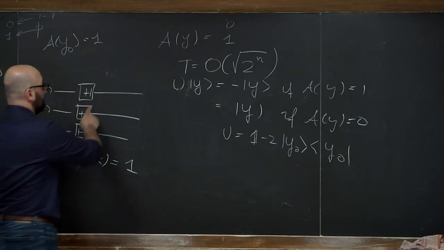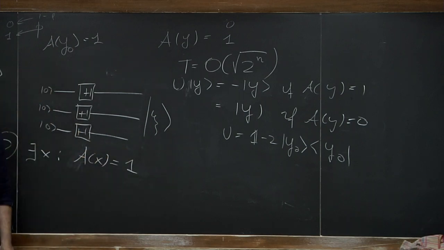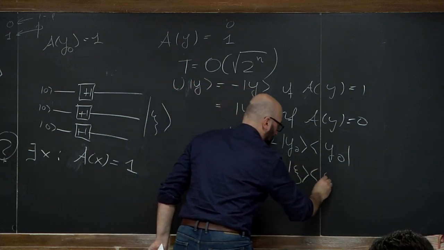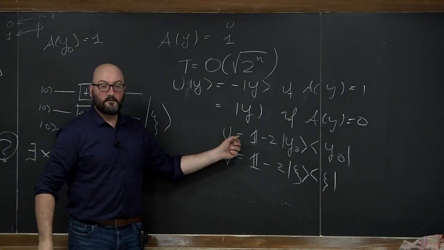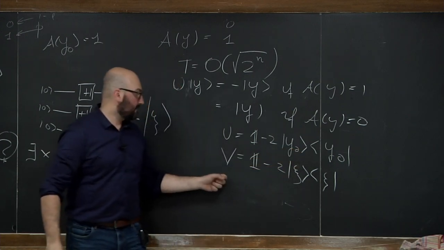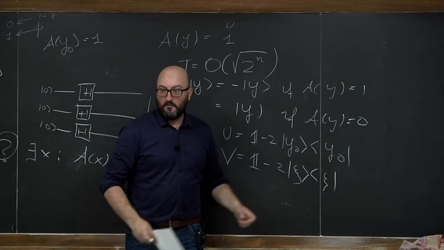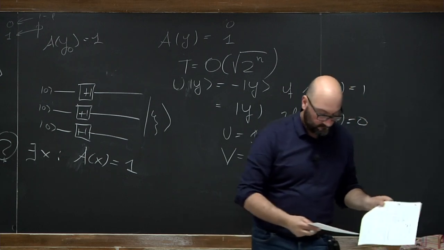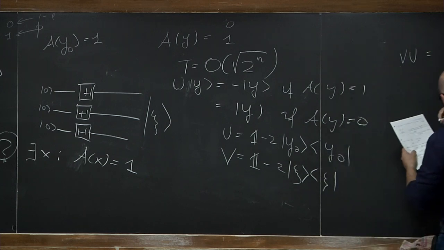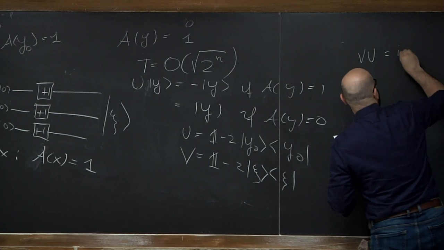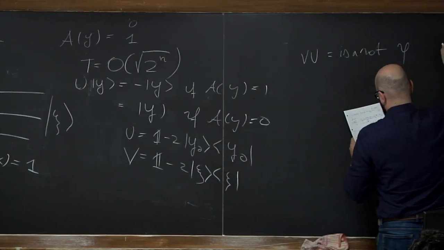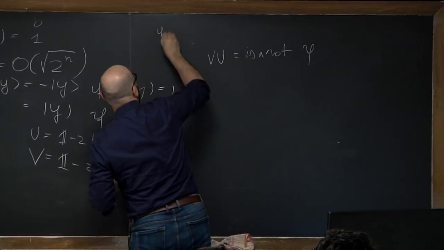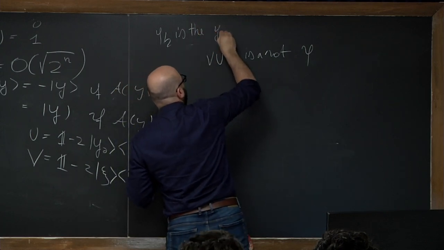Now, the Hadamard gives me a complete superposition over all the states, which I called xi. And let's define the other unitary, which is 1 minus 2 times the projector over xi. This U is the reflection in the plane perpendicular to y0. This V is the reflection on the plane perpendicular to xi. Now, if I compose them, I get a rotation from y0 to xi. So VU is a rotation of an angle phi, where phi half is the angle between y0 and xi.